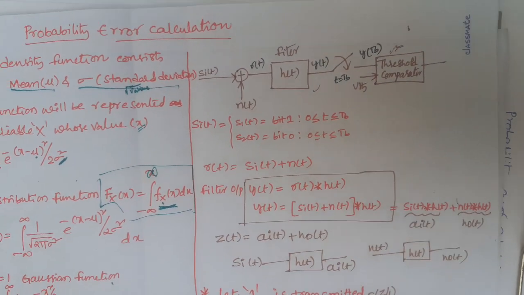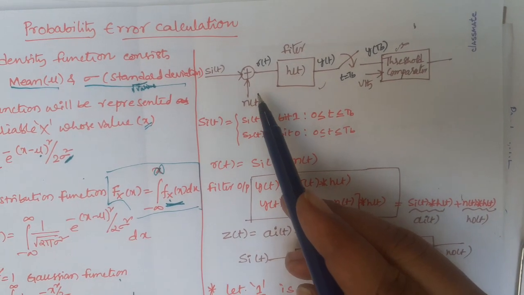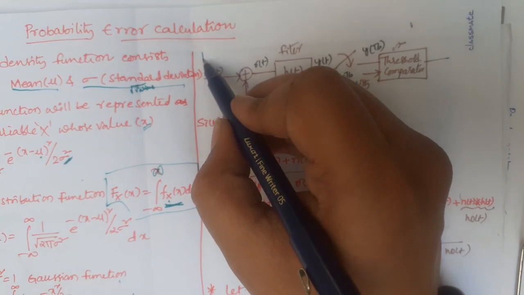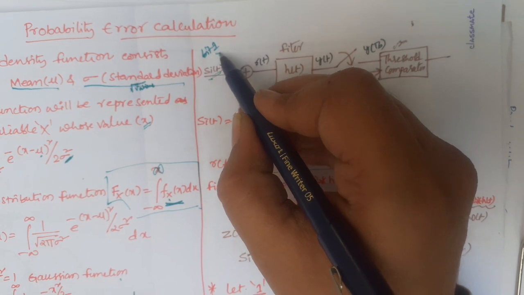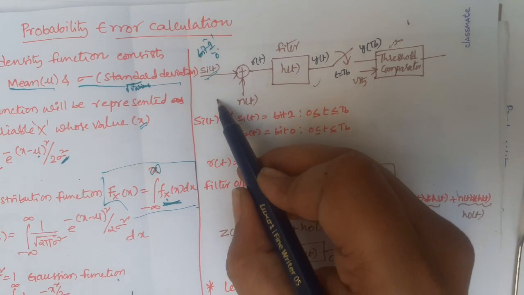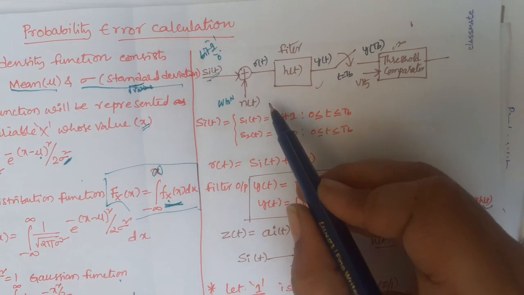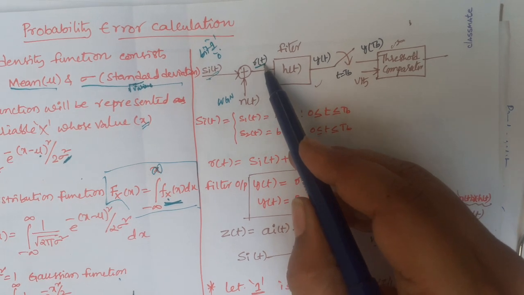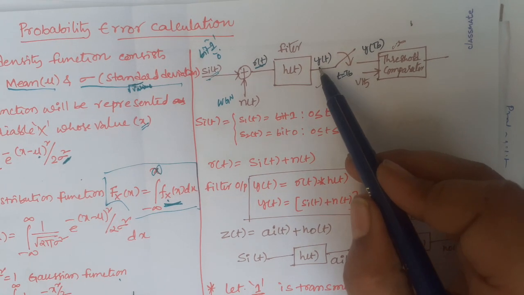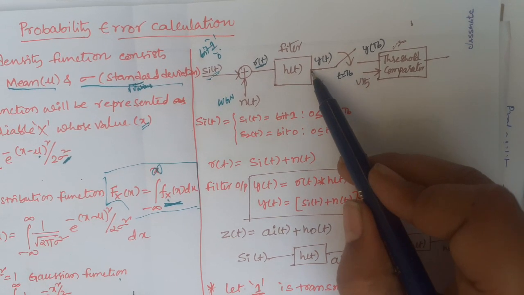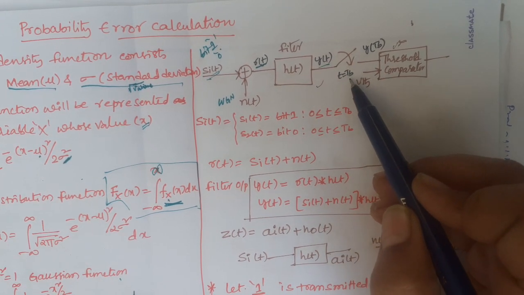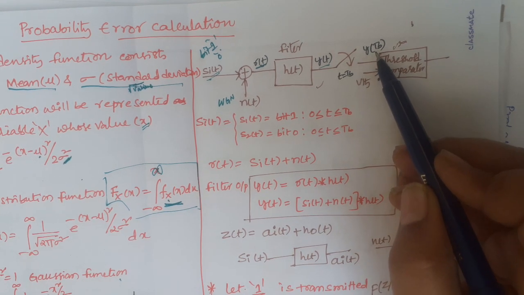Now see here, we know the block diagram of the matched filter. In the last class we discussed this: the signal Si of t, that is either bit 1 or bit 0, is affected by noise. This is white Gaussian noise, and the output of this summer is R of t. This is my matched filter H of t, and the output of the filter is Y of t. The filter output Y of t is passed through a sampler every TB duration, that is t equal to TB, so that it becomes Y of TB.